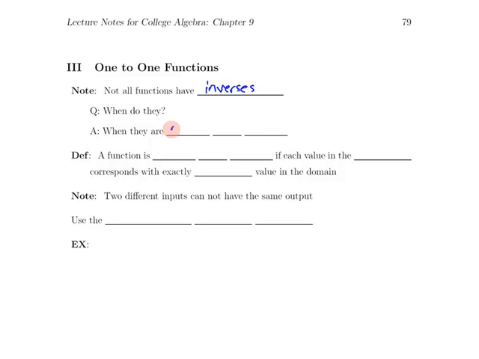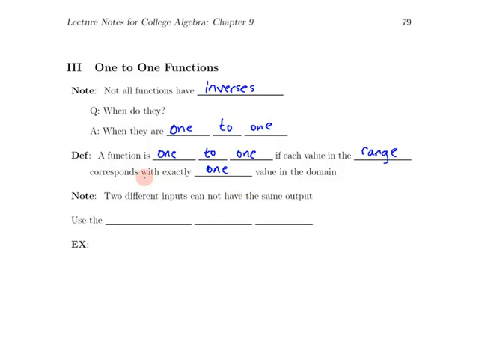Well, there's a property that a function has that we refer to as one-to-one. So they have inverses when they are one-to-one. So what does one-to-one mean? What does it mean for a function to be one-to-one? It means that each value in the range corresponds with exactly one value in the domain. Now range is the numbers you get to, the output of the function. So what we're saying is that if you get a particular output from a function, there is one and only one input that gets you there. So two different inputs can't have the same output.